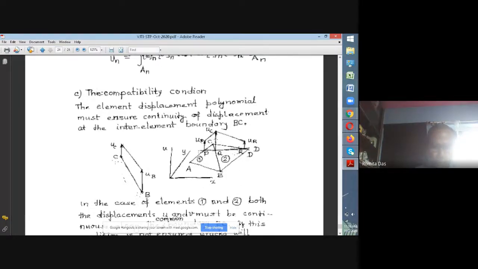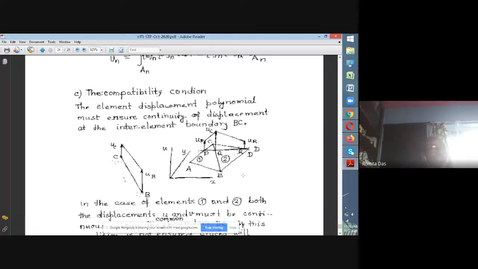So the displacement surface for the two elements, two triangular patches or tiles, must make sure that displacement along this common boundary has the same variation. If the variation of displacement for element 1 is linear, for element 2 it should also be linear. Otherwise, there will be a mismatch. Suppose your left-hand element has quadratic variation and the right-hand element has linear variation, then it will be a mismatch.